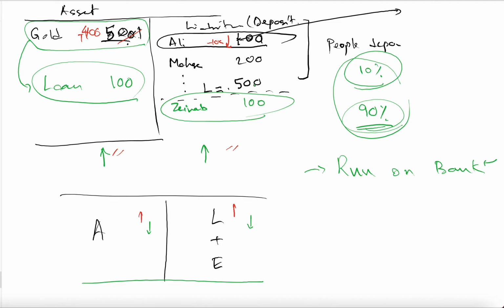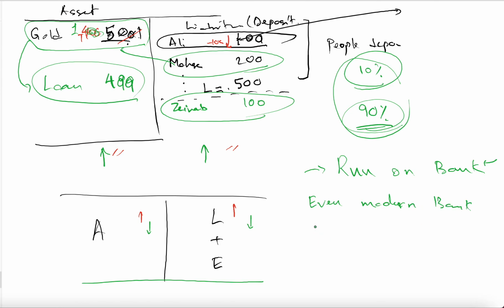Therefore, if they realize that the reserves have reduced to $1, and he has given the total loan of 499, it is still balanced. But if Mohsen comes and says, give me my money, there is no money there. There's no money there. The run on the bank exists even in the modern banking system.